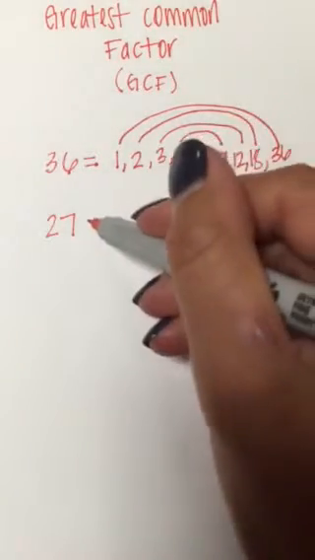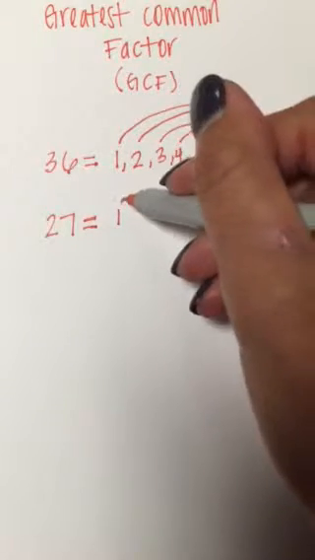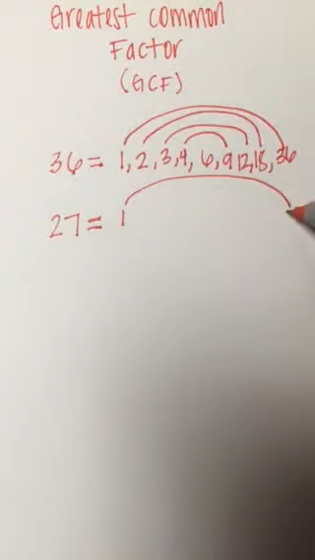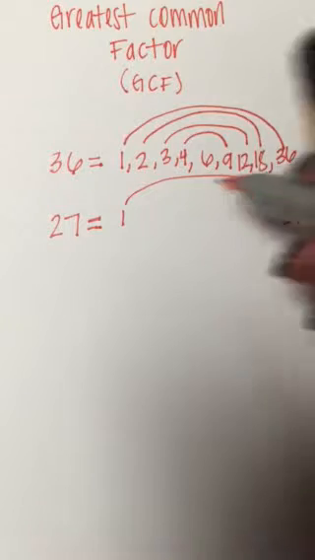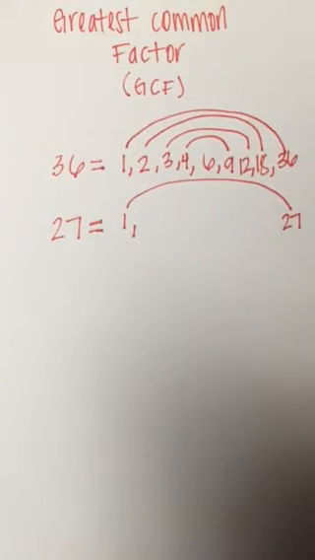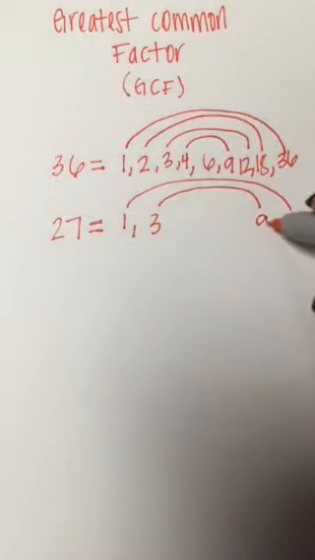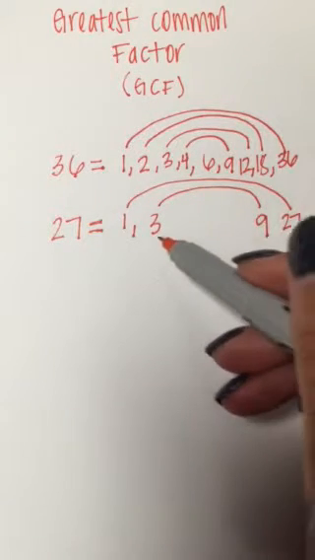Now let's go down to 27 and do the same thing. Starting with number 1. I know 1 times 27 gives me 27. I cannot multiply 2 by any number to get to 27. So then I'm going to try 3. I know 3 times 9, and those are all the factors for 27.